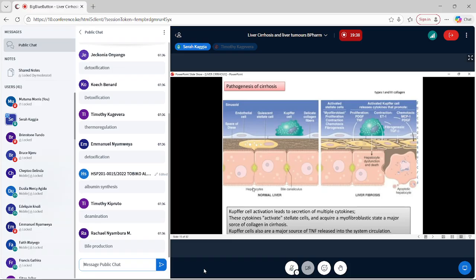So here is our normal liver, in this diagram. Let me show you nicely. This is a cell, a hepatocyte. And then here we have the space of Disse, which is brownish. This is our space of Disse. And then inside, we have cells like the stellate cell that I'm talking about.